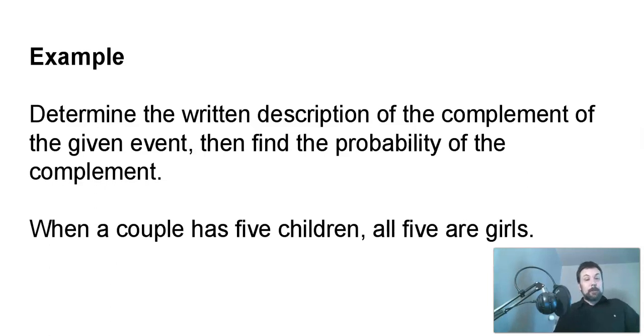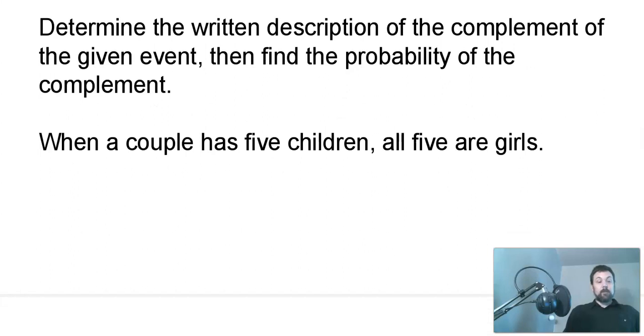Determine the written description of the complement of the given event, then find the probability of the complement. When a couple has 5 children, the event that all 5 are girls. That's the event that's being described. We want to find the complement of that event. And this is not at least one and none. That's not what's going on here for this particular example anyways.